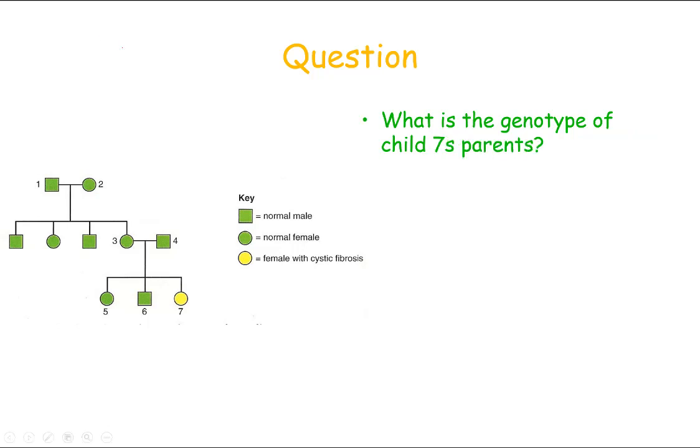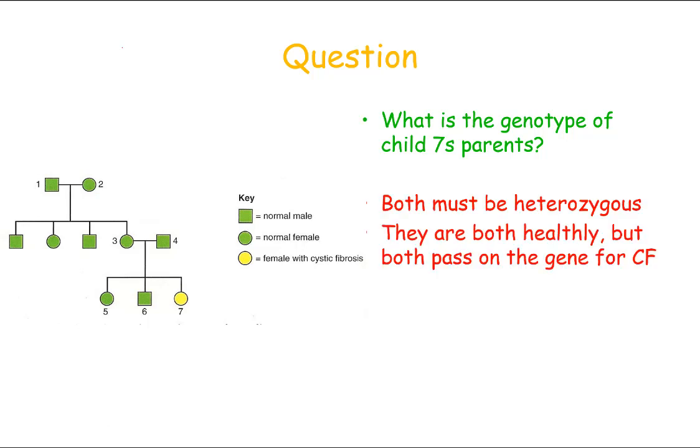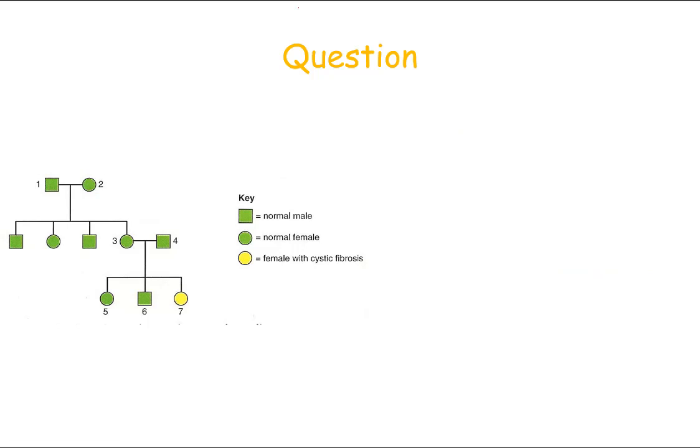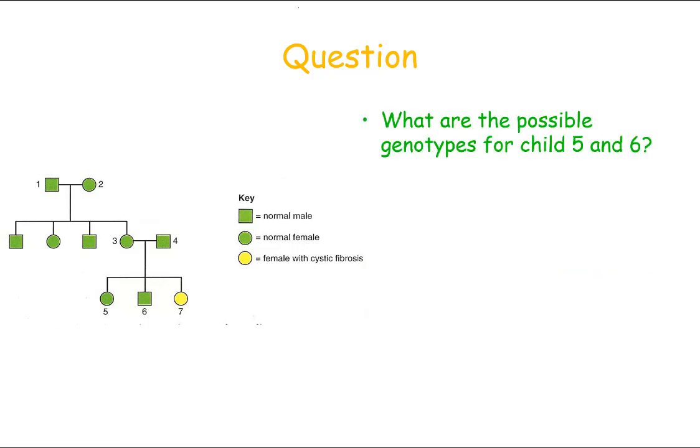What is the genotype of the child 7's parents? So 3 and 4. Both must be heterozygous. They're both healthy, but both pass on the gene for cystic fibrosis. So they both must be big C, little c. What are the possible genotypes for child 5 and 6? Both are normal, so they could be big C, big C or big C, little c.